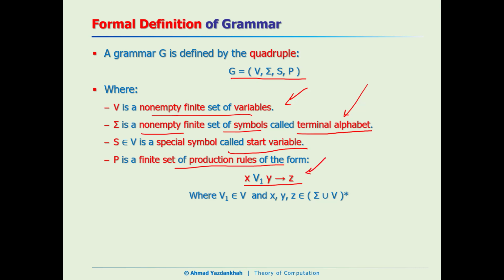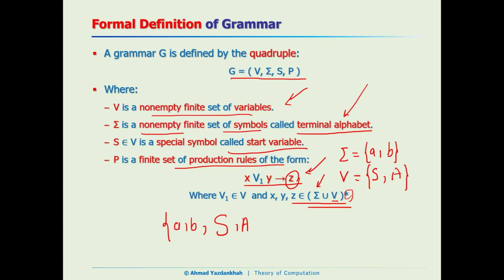This form, we need to look into it in a little bit more detail. Look at the Z, and as you see here, Z belongs to the union of two sets, the alphabet and the variables, and then we have a star here. So let's say, for example, we have the alphabet A and B, and V, the variables, always has the S, and let's say it has A as well. So what is the meaning of this? It will be the union of A and B, and S and A. And when we put a star here, it means any combination of all of these elements.